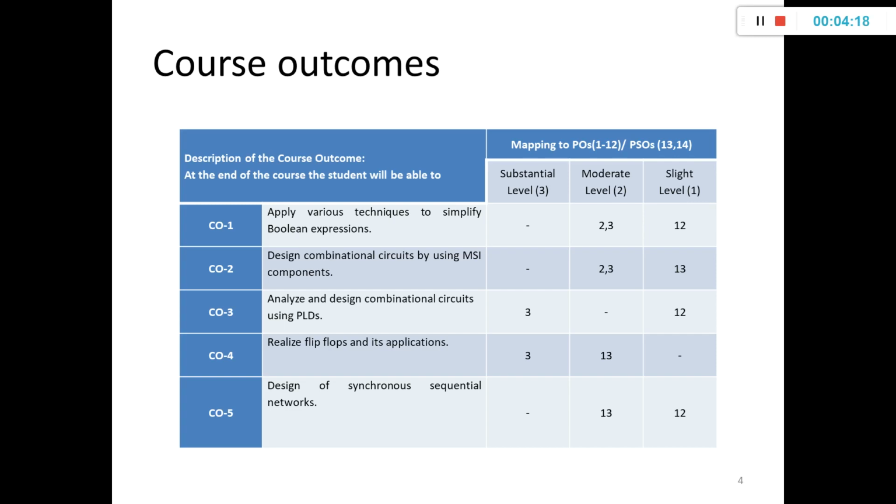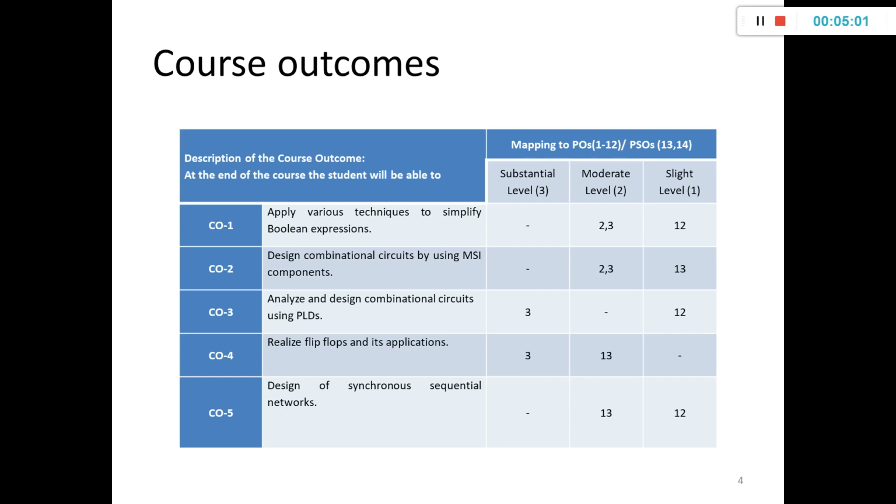Next, coming to CO2: design combinational circuits using MSI, medium scale integrated, components. The combinational circuits can be designed using components like multiplexer, demultiplexer, decoder, encoders. These all belong to medium scale integrated circuits or components. Next, coming to CO3: analyze and design combinational circuits using PLDs, that is, programmable logic devices. In PLDs we have different types of logic devices, PAL, PLA, and so on. We'll be studying those in the coming chapters.